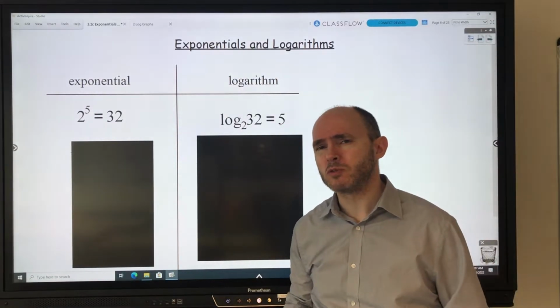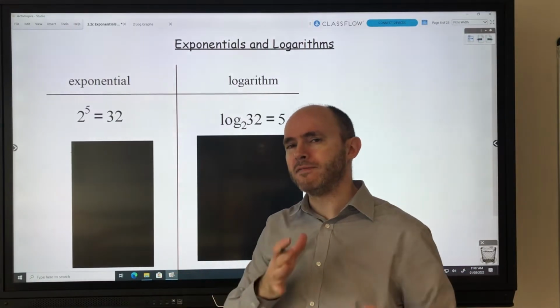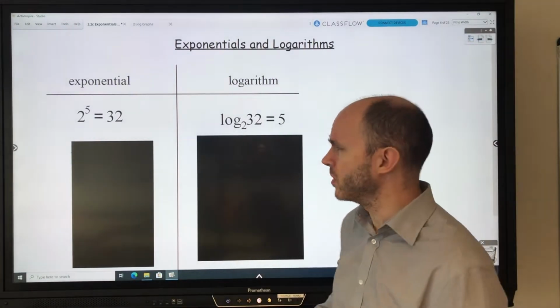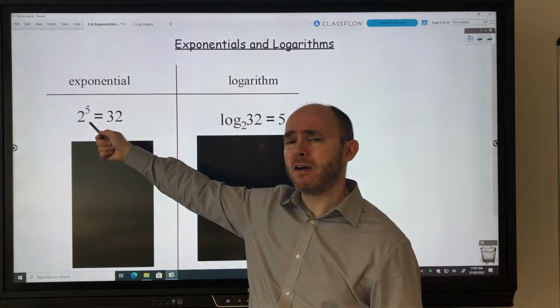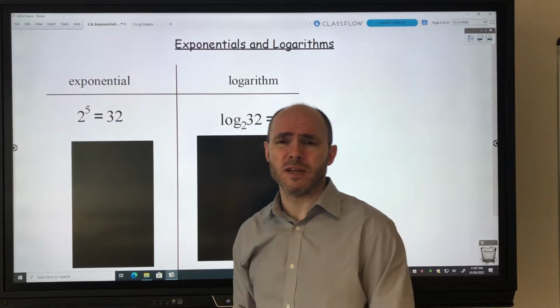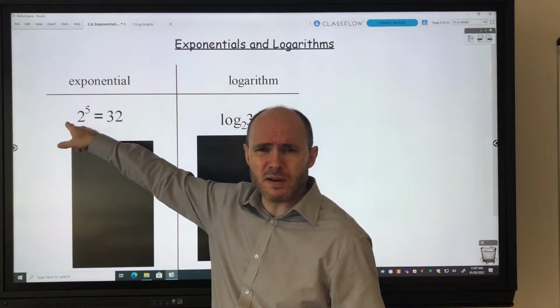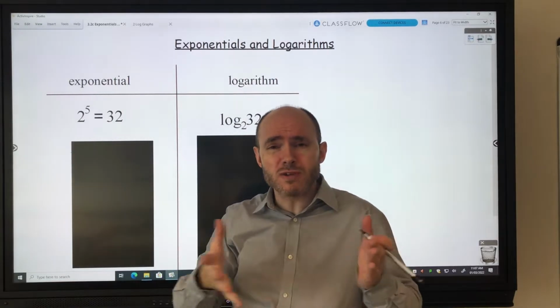It's useful to be able to rewrite expressions from exponential form to logarithm form and vice versa. I'll give you some examples of how that works. So 2 to the power 5 is 32. What I've done is I've just chosen simple numbers and written down an exponential equivalency. You know that 2 to the power 5 is 32, so that's a correct statement.